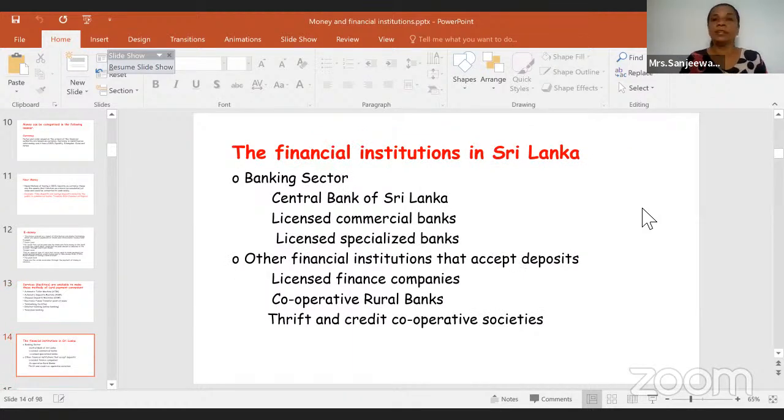Now we'll see the financial institutions in Sri Lanka. You can divide these financial institutions into several groups. The first one is the banking sector. Under the banking sector, the central bank is there. That's the banker's bank; all the other banks are under the central bank. Licensed commercial banks are there. Licensed specialized banks are there. So these three come under the banking sector. Then there are other financial institutions which accept deposits. They are not banks actually, but they are financial institutions that accept deposits. What are they? Licensed finance companies, cooperative rural banks, thrift and credit cooperative societies. They are other financial institutions which accept deposits.